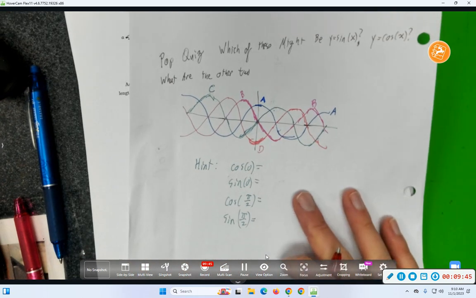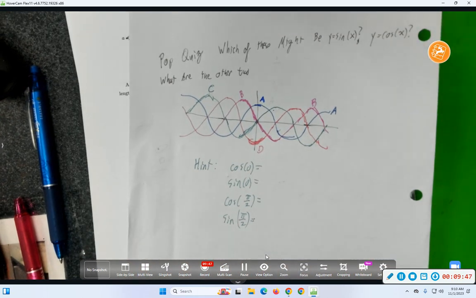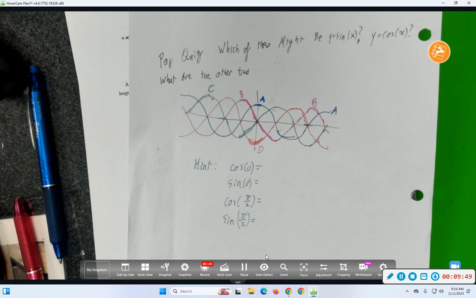I will tell you for a fact that one of these is the graph of sine, another one is the graph of cosine, and the other two are something else. So by staring at those graphs, which one of those might be the graph of sine? Let's go with partial information. Is there one of those that you know cannot be the graph of sine of x?